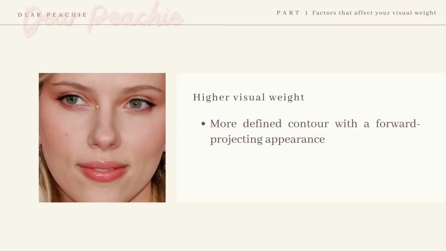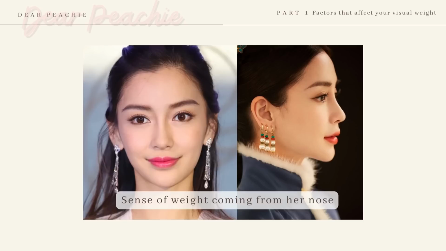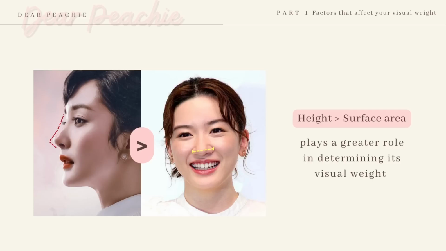A nose with a higher visual weight is characterized by a more defined contour with a forward projecting appearance, which offers higher dimensionality and prominence to its overall appearance. Just like Angelababy here, no matter her nose is viewed from the front or from the sides, you can definitely notice the sense of weight coming from her nose. Compared to the surface area of the nose, its height plays a greater role in determining its visual weight.